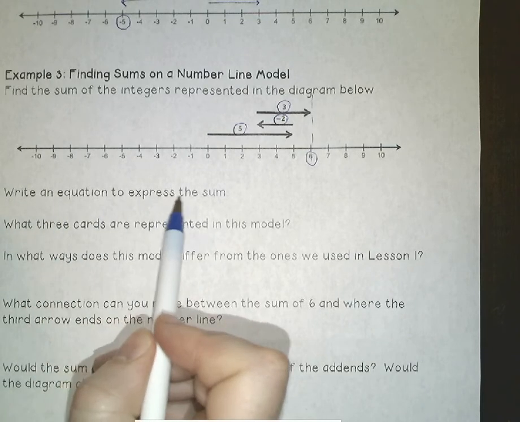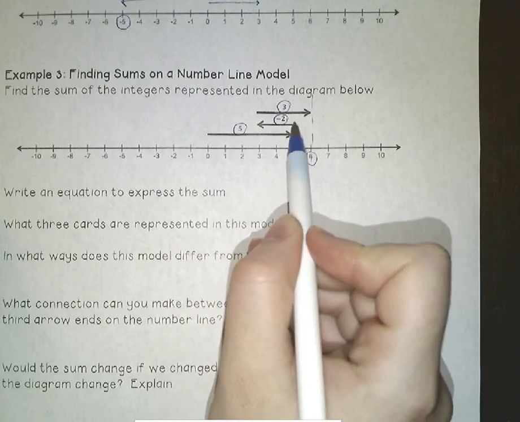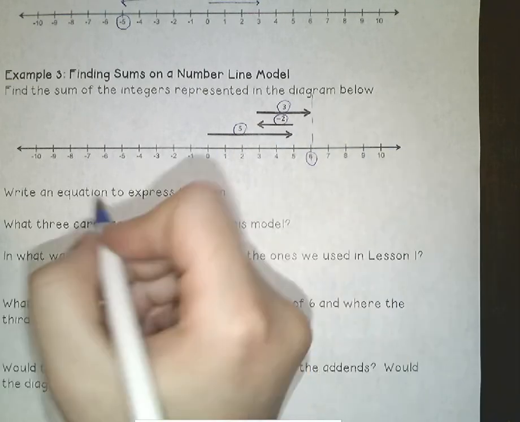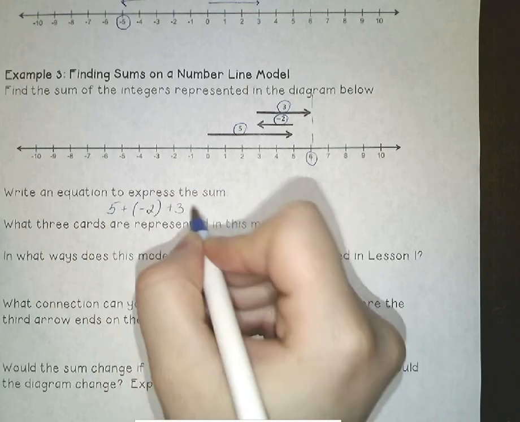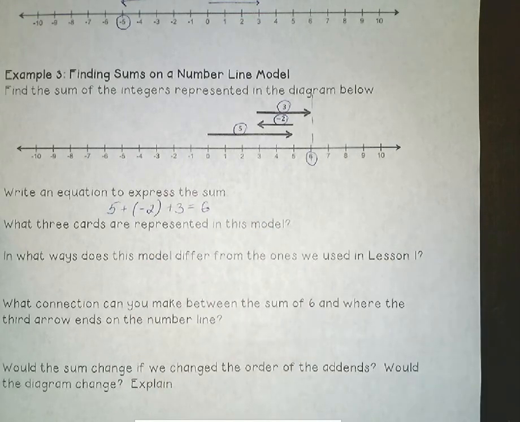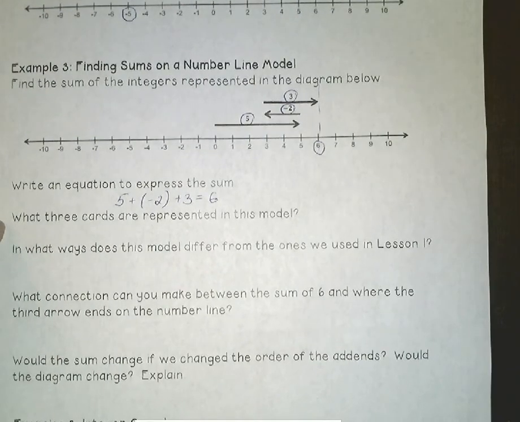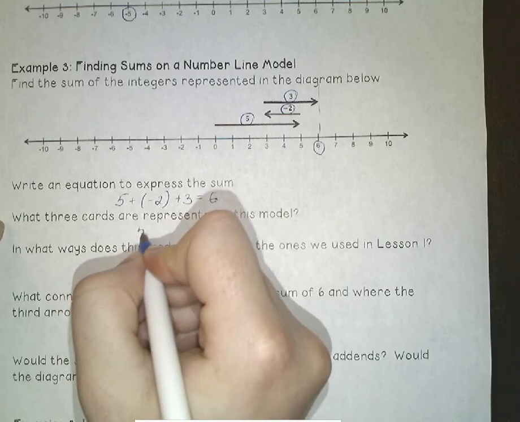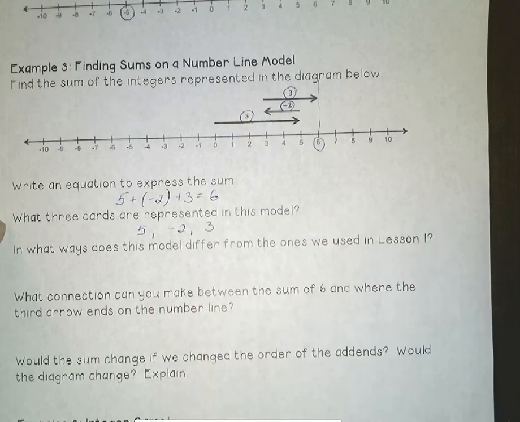So write an equation to express the sum. My equation will be, I started at 5 plus negative 2 plus 3. 5 plus negative 2 plus 3 equals 6. What three cards are represented in this model? So if I were to use cards, integer cards, my cards would be 5, negative 2, and 3.